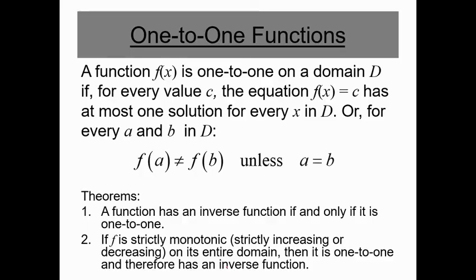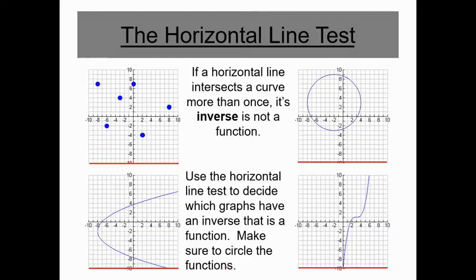For a function to have an inverse function, it has to be a one-to-one function. So the horizontal line test: if a horizontal line intersects a curve more than once, its inverse is not a function. I'm giving these letters. Use the horizontal line test to decide which graphs have an inverse that is a function. So if you'll please answer which ones are functions by the horizontal line test.